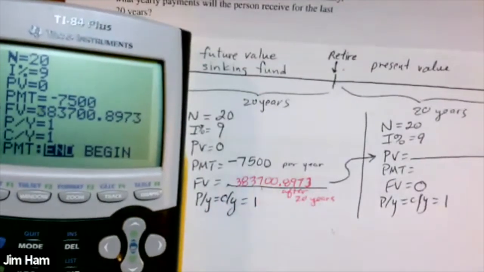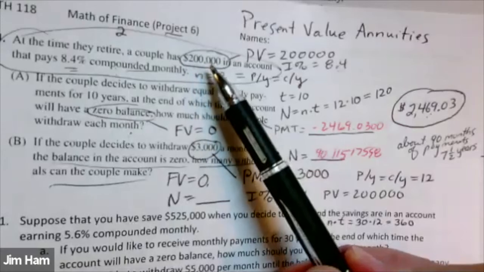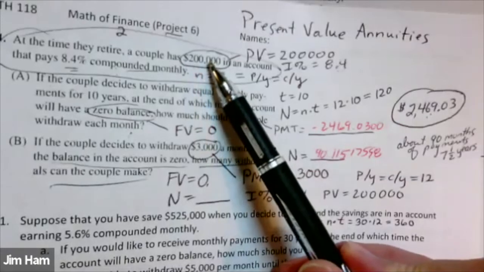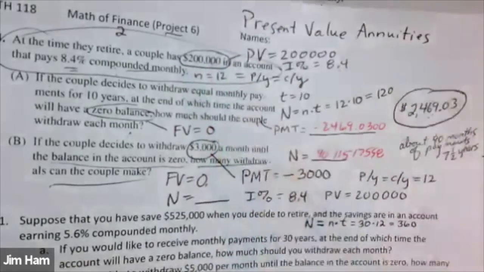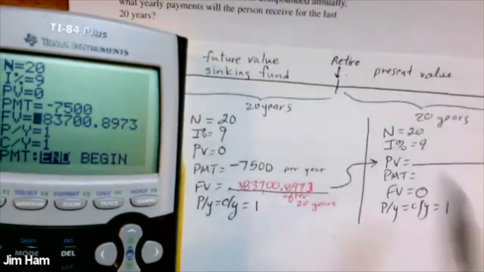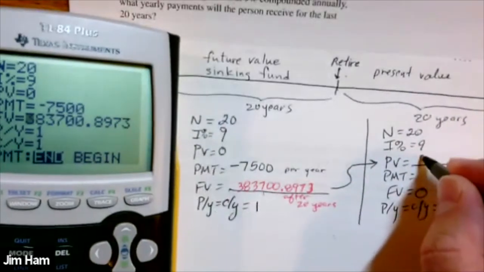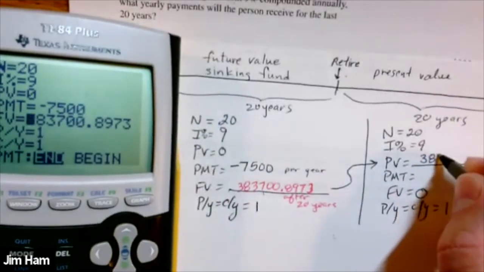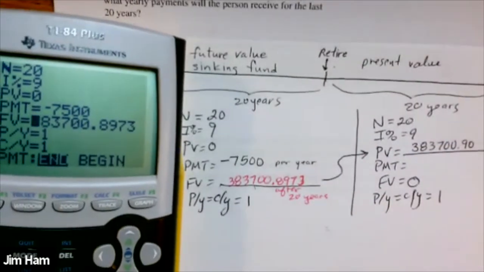Just like in our previous problem, the amount that we've saved is the present value. So this couple saved $200,000, and they used that to make payments to themselves for 10 years. So what was the future value in the first part of the problem becomes the present value in the second part of the problem. And this one I'll round to 90 cents to get as close as we can.